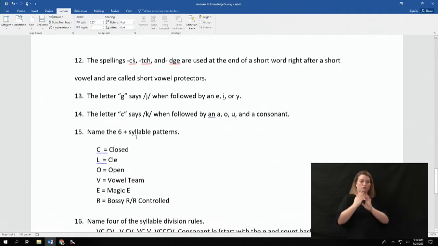And then yesterday, the three syllable patterns that we talked about were closed, open, and magic E. And we will continue with syllable patterns today.